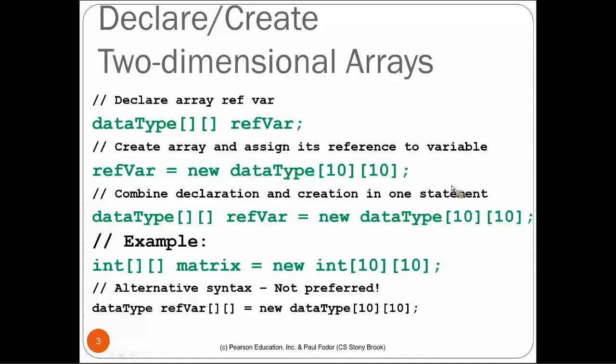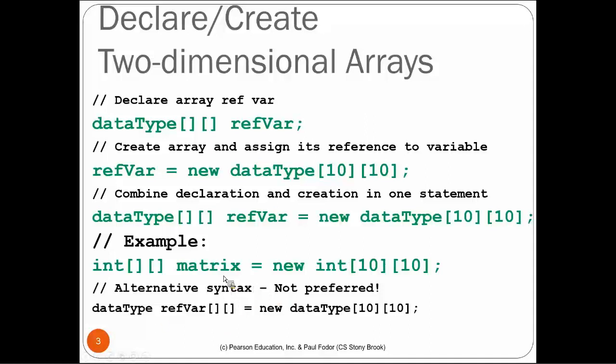We can also combine the declaration and creation in one single statement, as we did for single dimensional data structures. And here we have the most general definition: a reference variable that is a matrix is an array of rows where every row is an array of elements of the data type. And this reference is assigned to the address of a new matrix that has 10 rows, and each row is 10 elements of the data type of elements. So as an example, a two-dimensional matrix is basically an array of arrays of integers, which contains 10 rows of 10 elements each of integers.